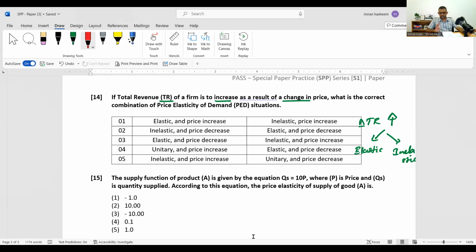The relationship between change in price and total revenue or total consumer expenditure, and the elasticity of the product, that combination, you need to be good at for all 5 types of elasticity. So I'm waiting for more answers. What is the relationship between change in price and total revenue if the product is elastic?